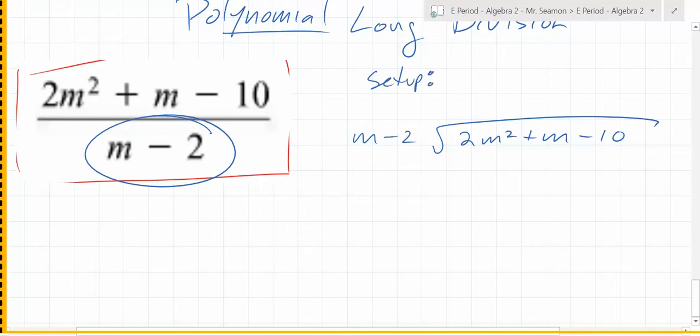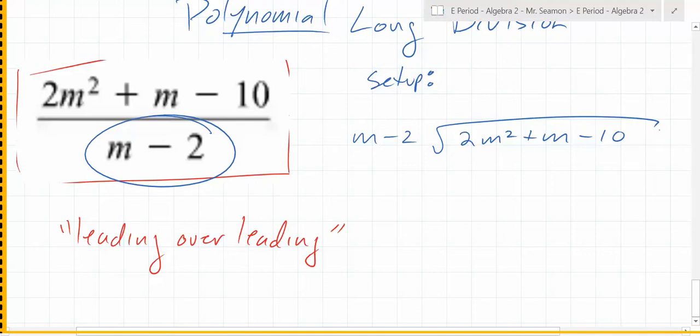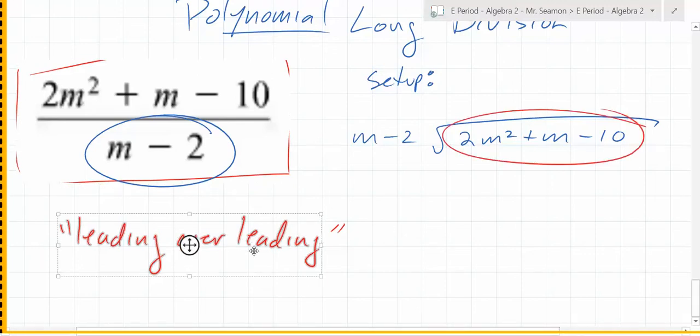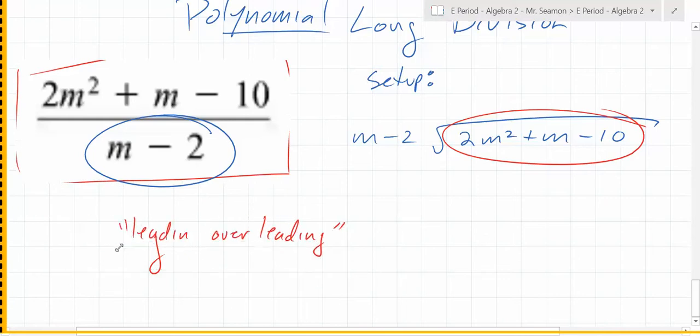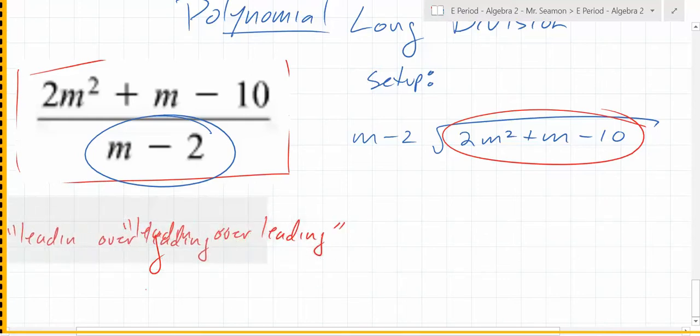Here's the setup. You use a very similar process. There's only one thing you need to remember. It's a simple phrase. You ready? Leading over leading. What's the leading term here? What's the first term? What's the whole term? 2m squared is the leading term right there. Do you agree with that?